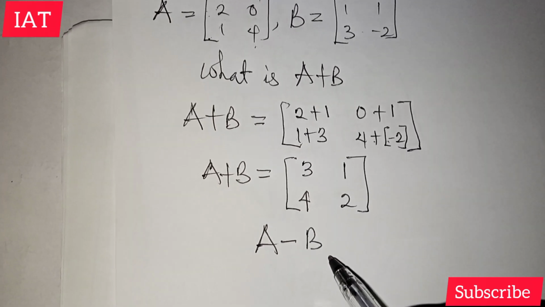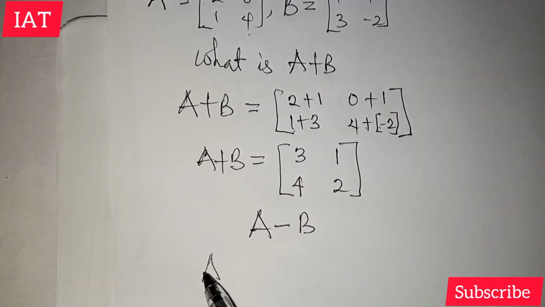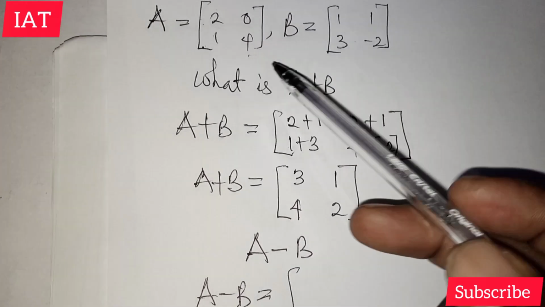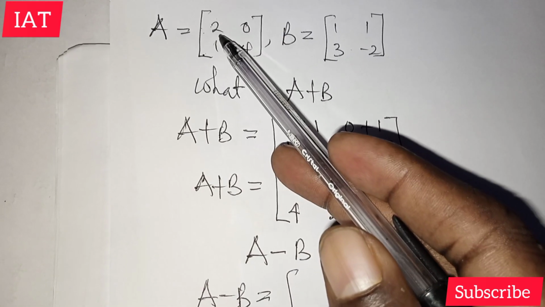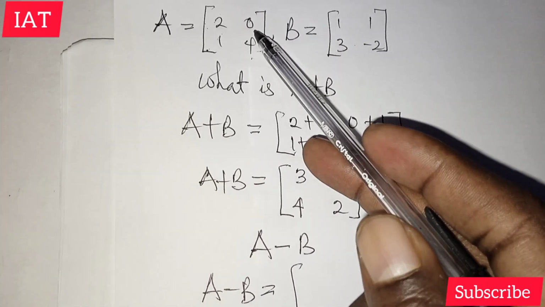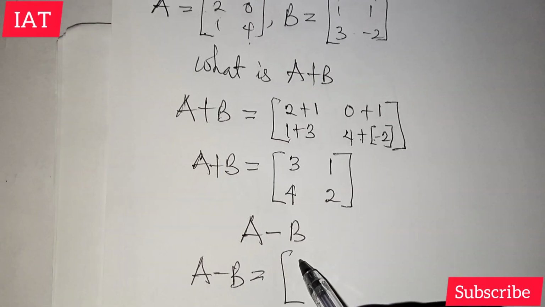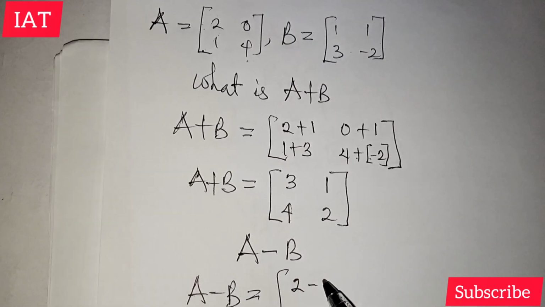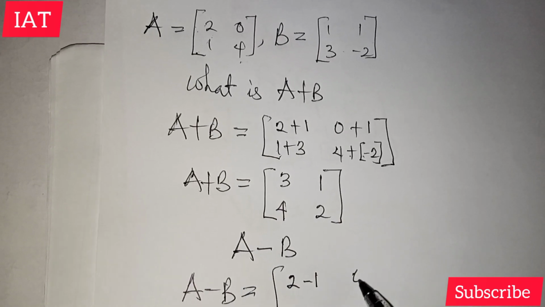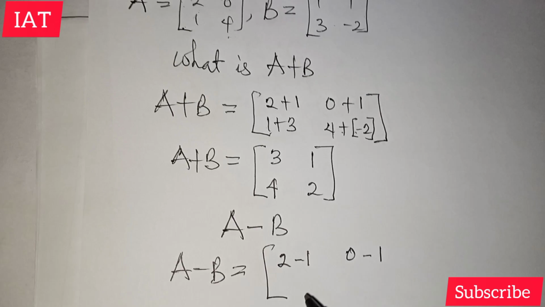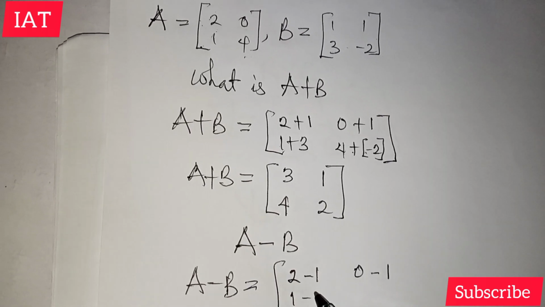And how are you going to subtract this? It's simple. A minus B will be equal to, you can see that we're having this first one, subtracting this. This will also subtract from this, and that's the process you're going to follow. So we'll be having 2 minus 1. We also have 0 minus 1. We still have the next one to be 1 minus 3.